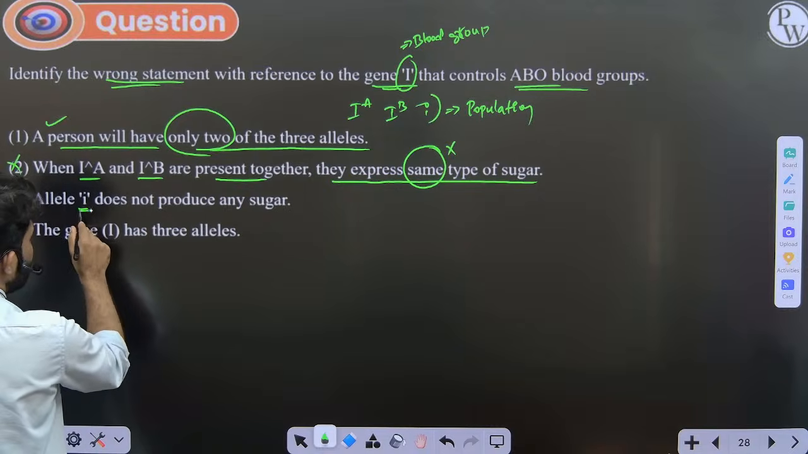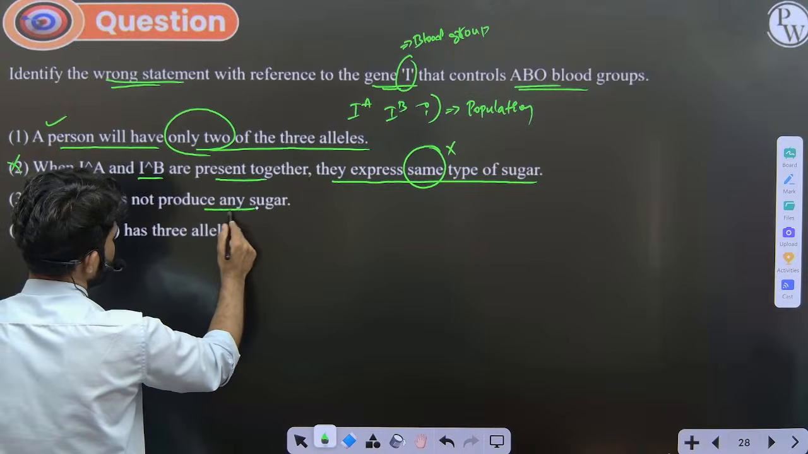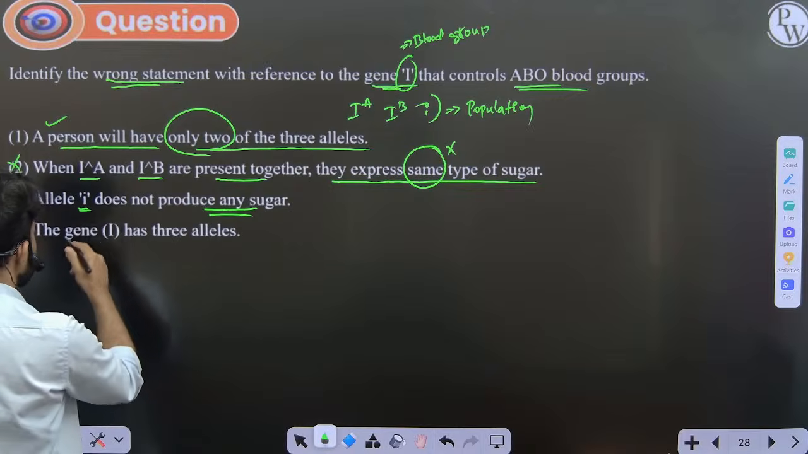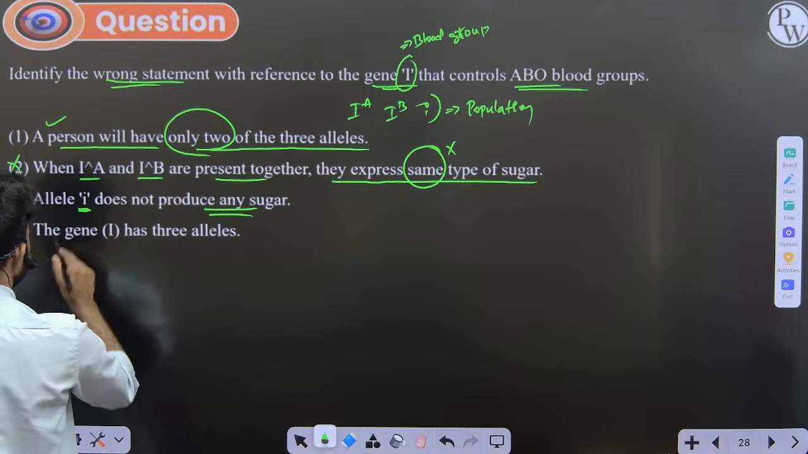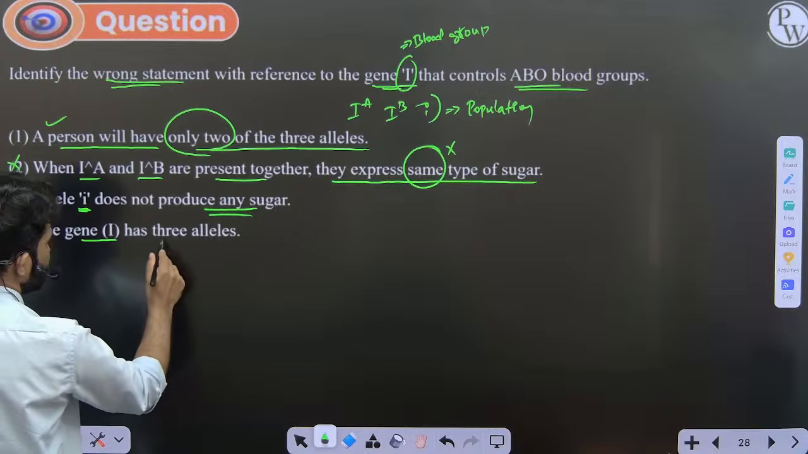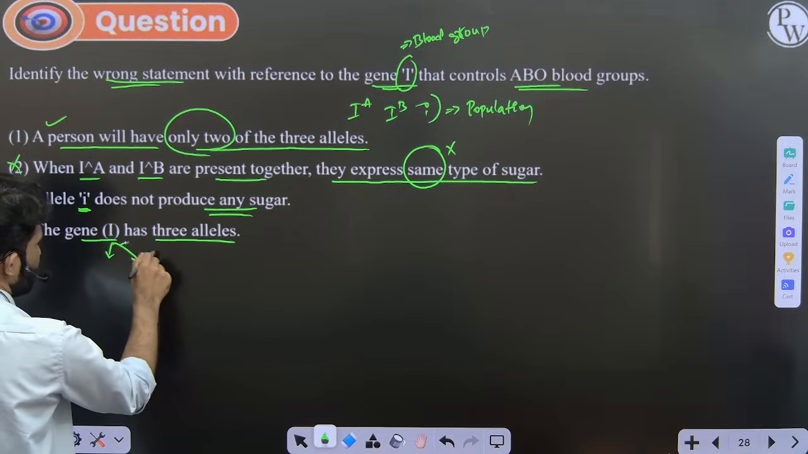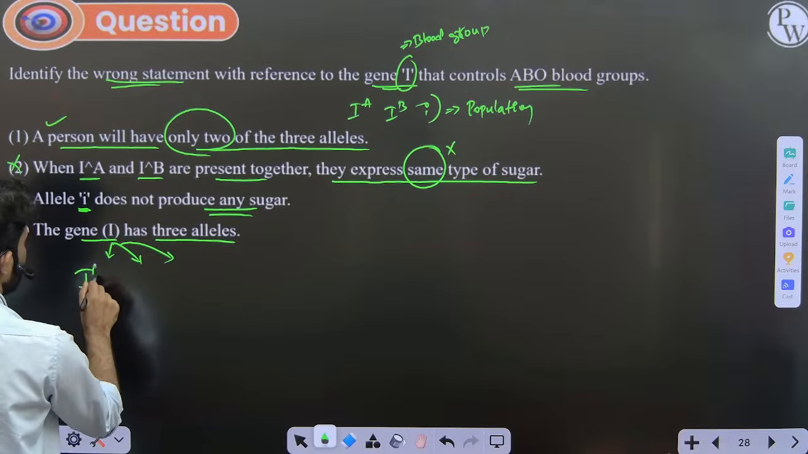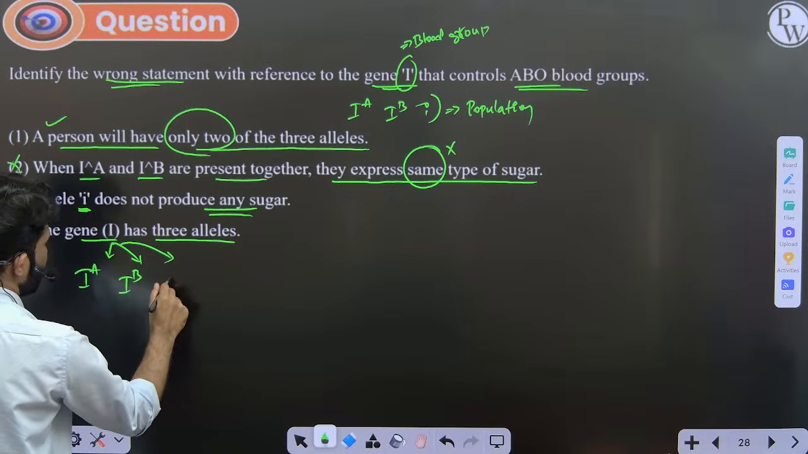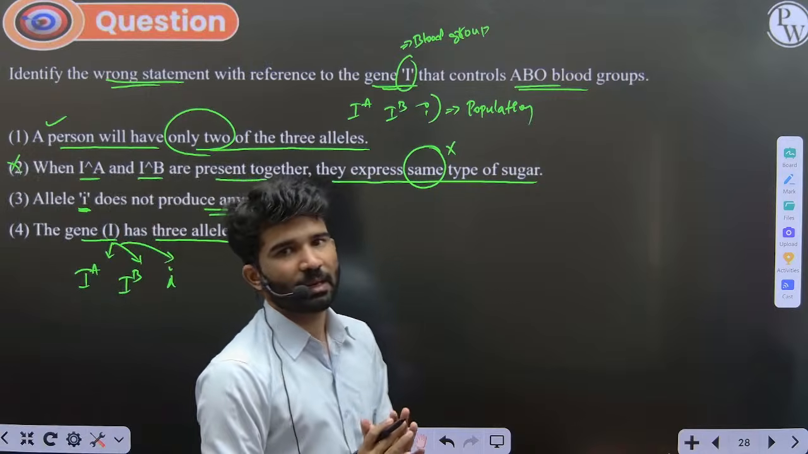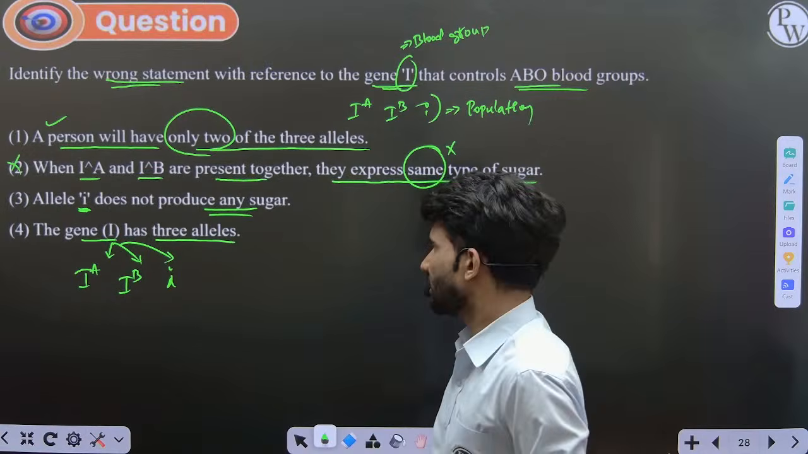The allele i does not produce any sugar. Yes, it does not produce any sugar. Right. So it means the small i. The gene I has three alleles. Yes, definitely it has three alleles. What are those three different alleles? IA, IB, or what? The different types of alleles for I, that is i.